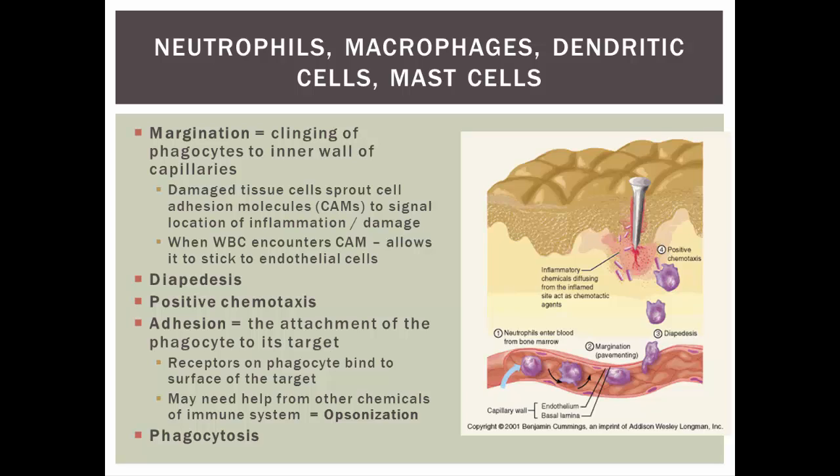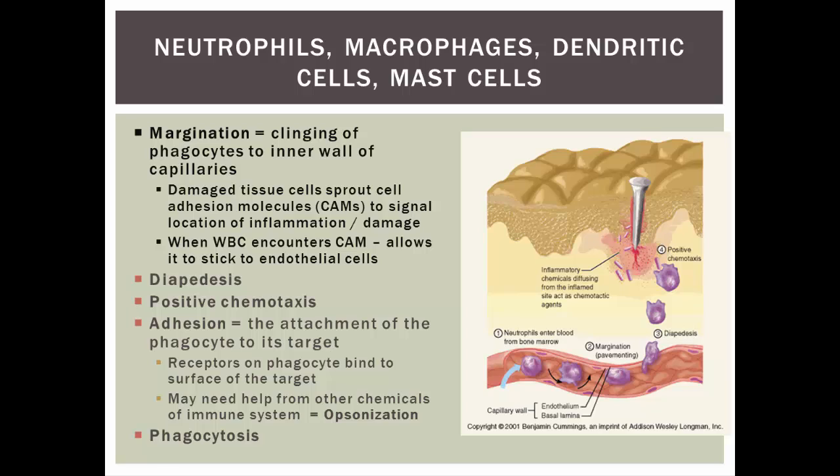Now, the first thing these phagocytotic cells have to do is find the site of the infection. And think of neutrophils in this case. They're floating around in the blood, doing their own thing. They have no idea what's going on outside the blood. So we have to make sure they find their way. We have to direct them to the site. The way that happens is a process called margination. This is the clinging of the phagocyte to the inner wall of the capillary.